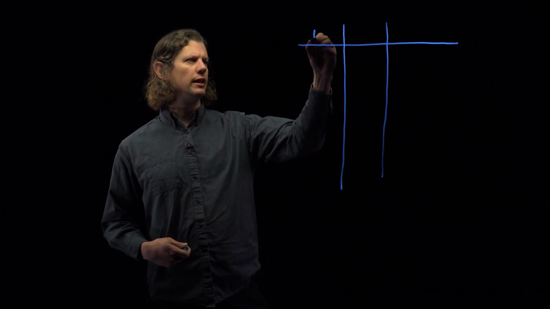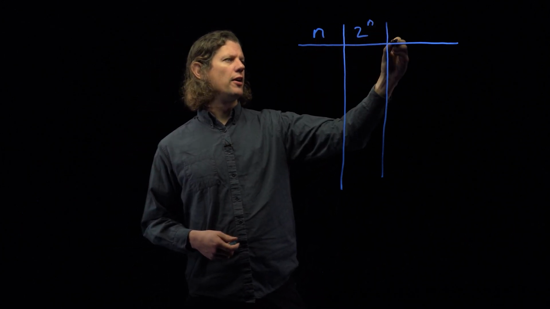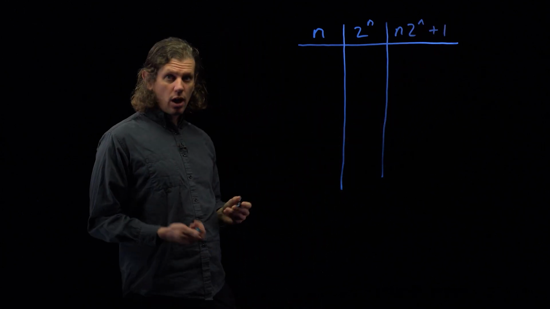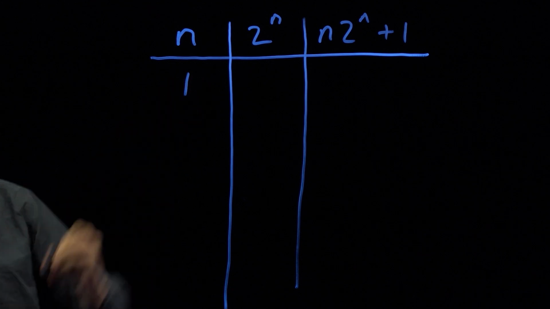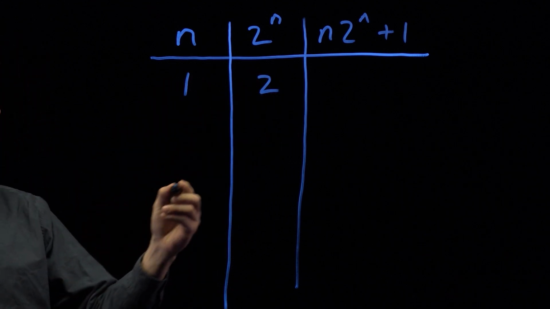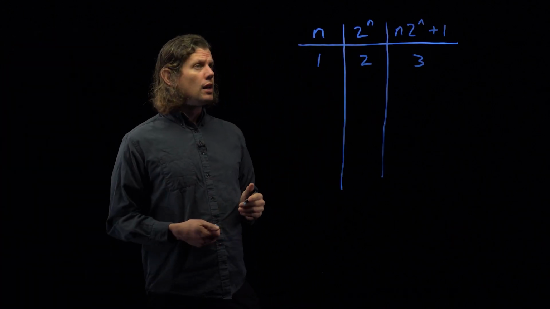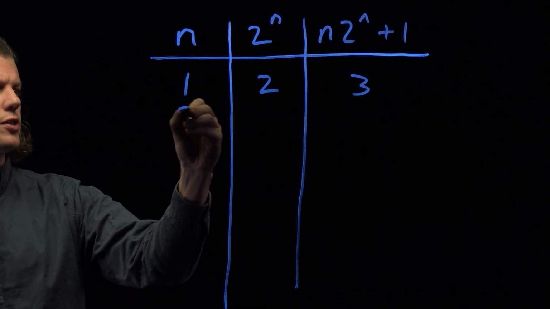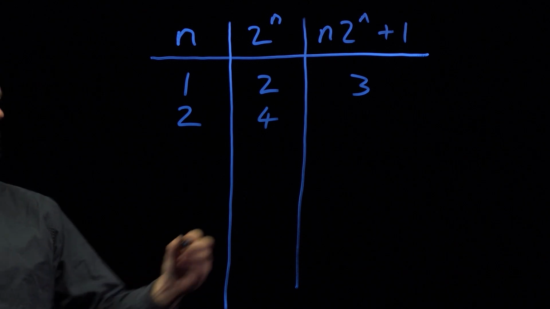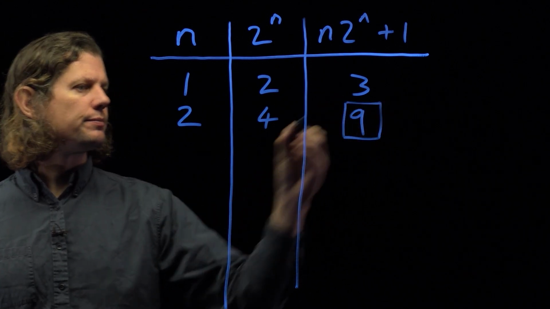I'm going to try some values of n, and for each of them I'm going to work out 2 to the n, and then I'll work out n times 2 to the n plus 1. So I'll start by taking n is 1, and in that case 2 to the 1 is 2, and 1 times 2 plus 1 is 3. And that's not a square. What if n is 2? If n is 2, then 2 to the 2 is 4. 2 times 4 plus 1 is 8 plus 1, which is 9, and that is a square.